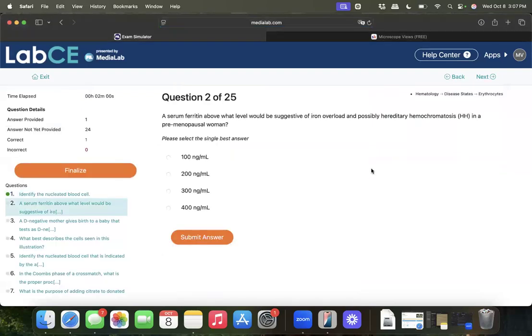All right, so this is hematology disease states, erythrocytes. A serum ferritin above what level would be suggestive of iron overload and possibly hereditary hemochromatosis, or HH, in a premenopausal woman? The answer choices are 100 nanograms per milliliter, 200 nanograms per milliliter, 300 nanograms per milliliter, or 400 nanograms per milliliter.